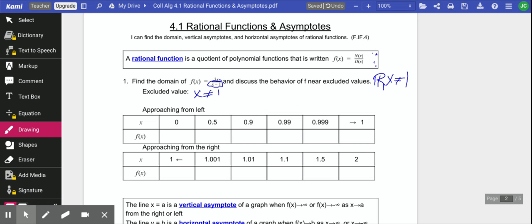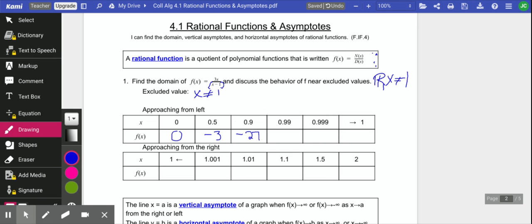Now, we want to see what's happening as we approach 1. We know that we can't plug 1 in, but what happens if we plug in values that are close to 1? First we're going to plug in 0. Let me erase this so you can actually see it. You can use your calculator to do this. Just make sure when you do it on your calculator, you put parentheses around the numerator. You plug in 0 and you get 0. Then you plug in 0.5, so you do 3 times 0.5 and then divide it by parentheses 0.5 minus 1. You get negative 3. We plug in 0.9 and we get negative 27.